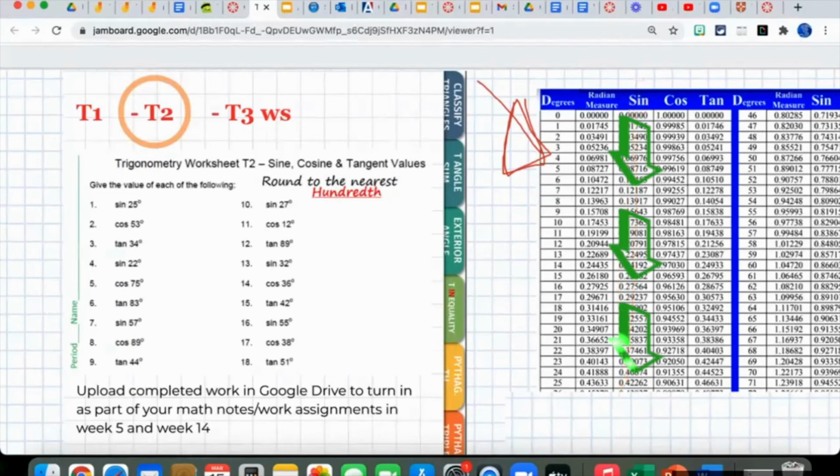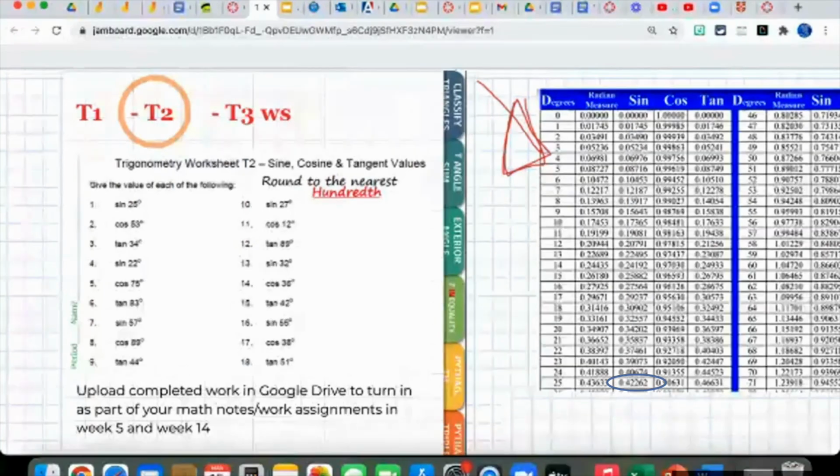Now there's one more thing though. We're looking at 25 degrees. The degree is on this far left side. So I'm looking down from 0 degrees all the way down to 25, then going across to the sine, and this is the answer that we should have: 0.42262.